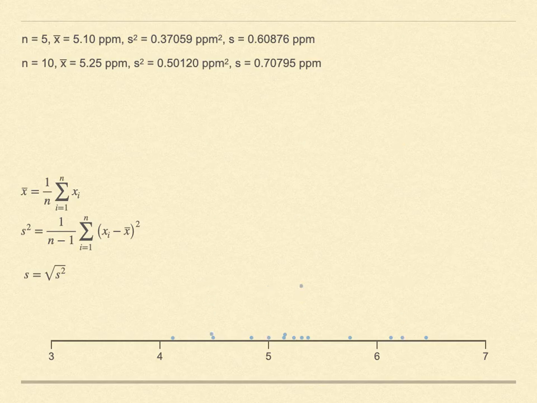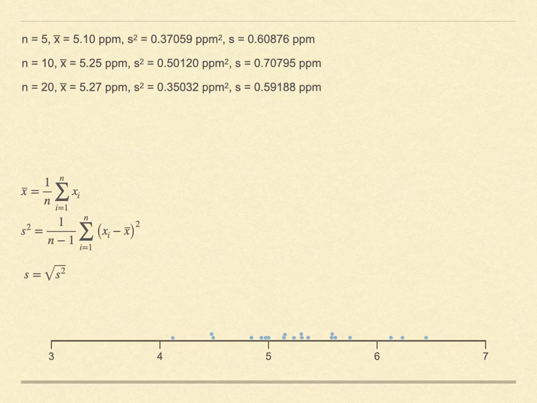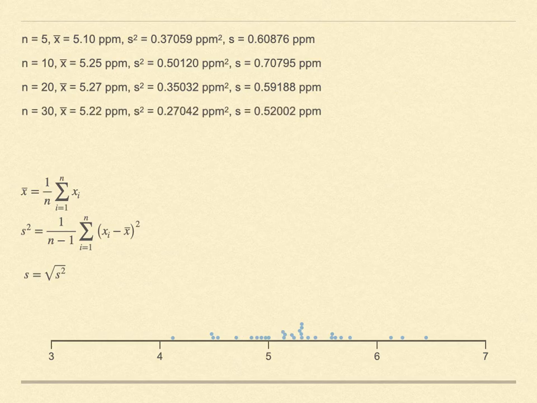Now we have a total of 20 samples, selected randomly from the same normal distribution. Now the distribution of these 20 samples is represented by n equal to 20, average 5.27 ppm, standard deviation 0.592 ppm. Let's continue to explore the trend with another 10 samples. This is now a new data distribution. Here are the parameters from this one. Note that the average of these 30 data points is now 5.22 ppm.